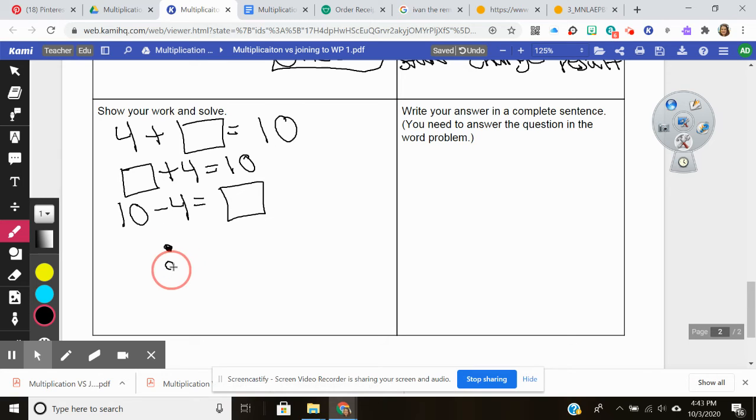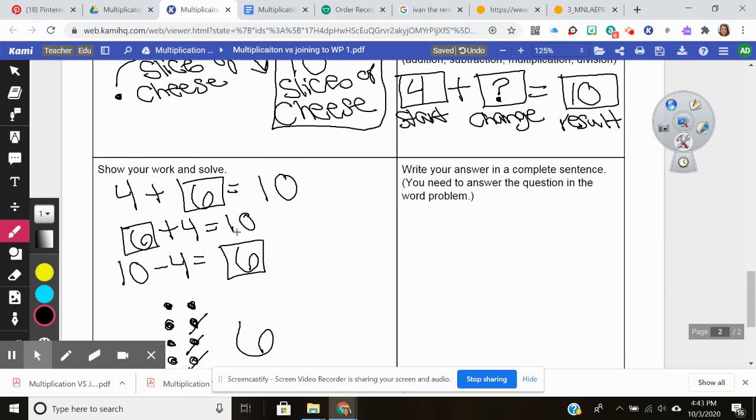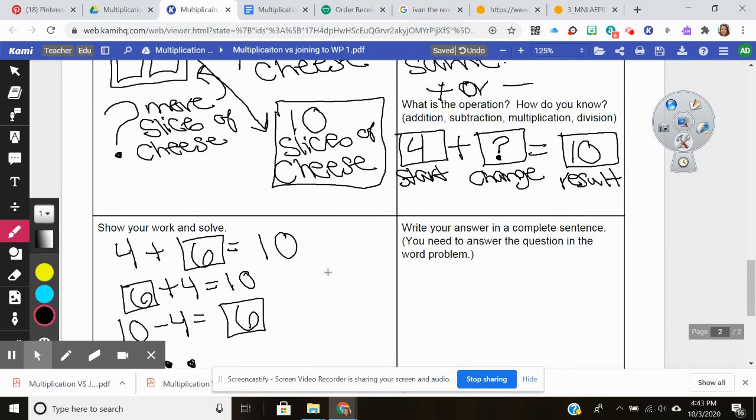So now I can draw a 10 frame, 2, 3, 4, 5, 6, 7, 8, 9, 10. Now I can subtract 4. 1, 2, 3, 4. That leaves me with 6. 1, 2, 3, 4, 5, 6. So then this blank, that would be 6. So how many did she add? She added 6 slices of cheese.